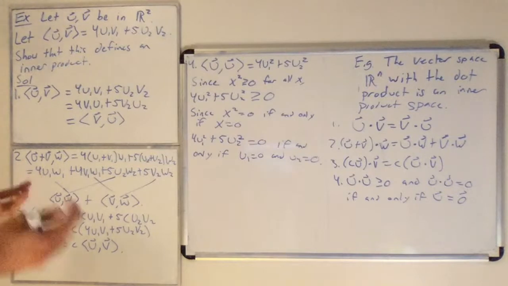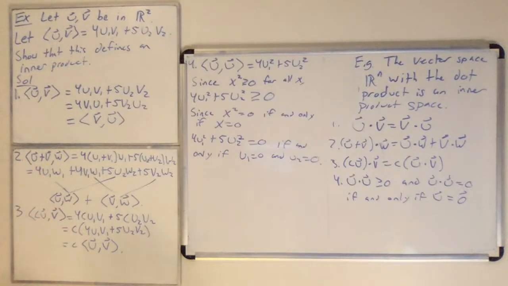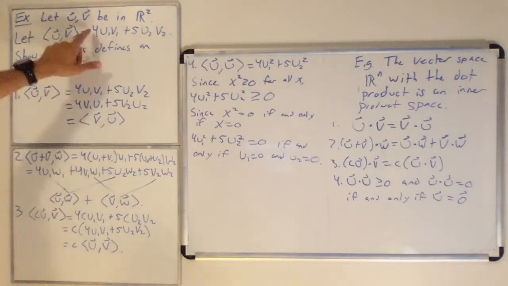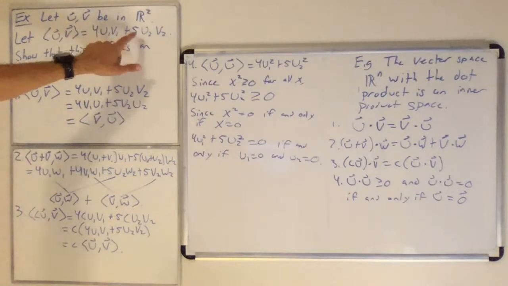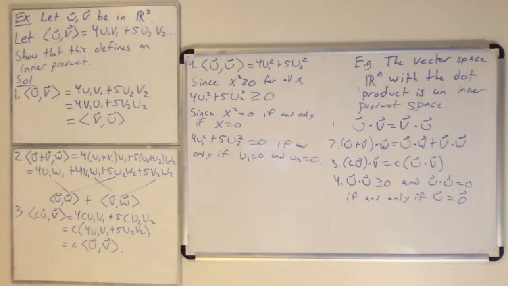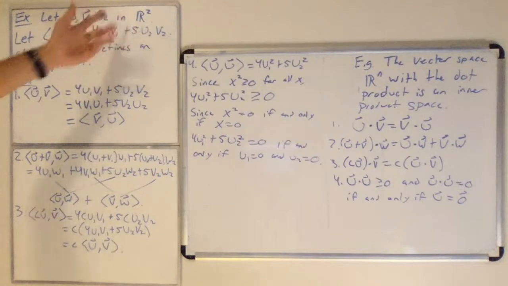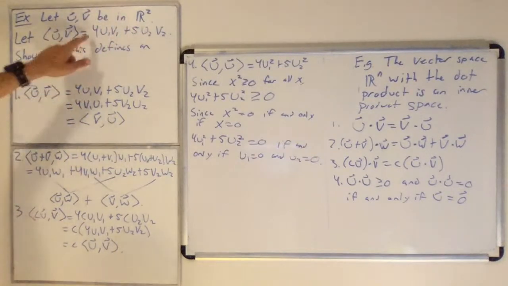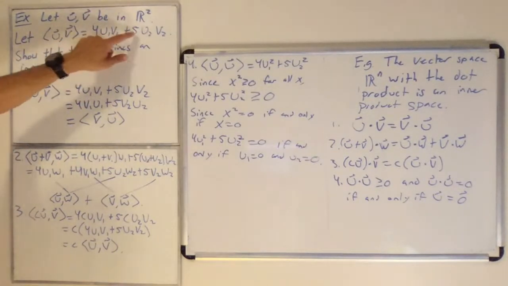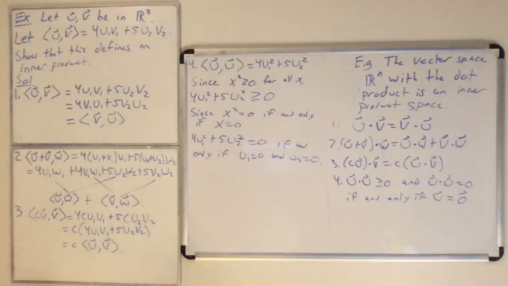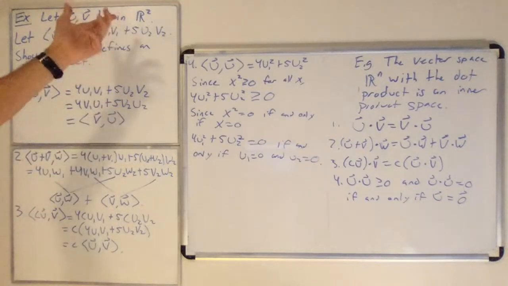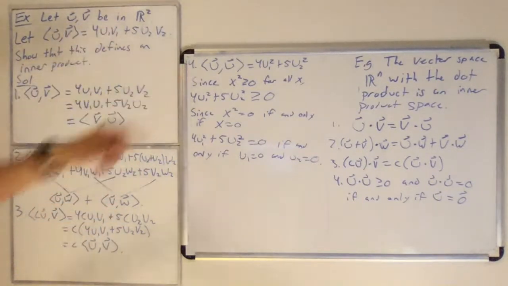And so this is an example of an inner product. The dot product would be both of these coefficients are 1. But we could change the coefficients here. 4 and 5 doesn't make any difference. And there's really nothing special about our choice of 4 and our choice of 5. Really, we just need them to be non-negative numbers. Right? If we had a negative here, then condition 4 wouldn't hold.